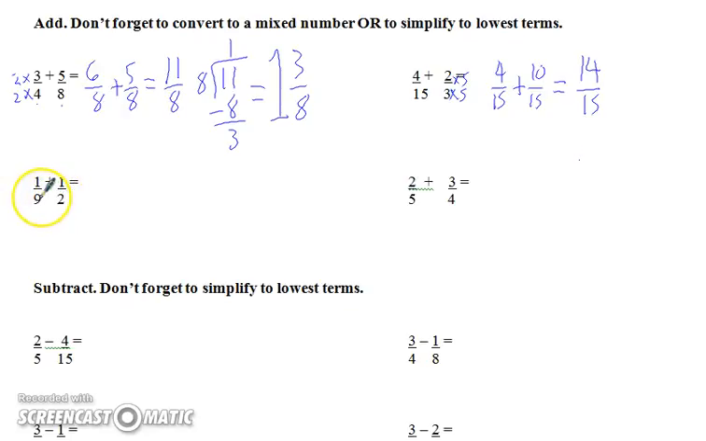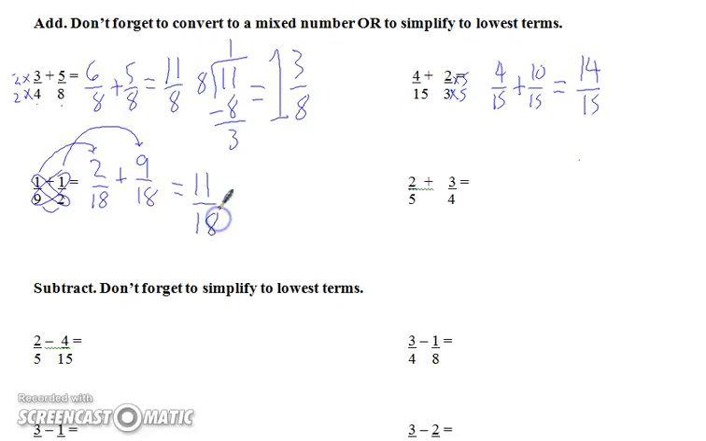Down here I got 1/9 plus 1/2. Can I take 2 times something to equal 9? No, I can't. So I'm going to do the cross multiply butterfly. When I take 2 times 9, both of my new fractions are going to be 18. I'm going to take this 1 times 2, which equals 2. And I'm going to take the 1 times 9, which equals 9. So I really have 1/9 was 2/18, and 1/2 is 9/18. When I add them together, I get 11/18. And no, I can't simplify that any lower.